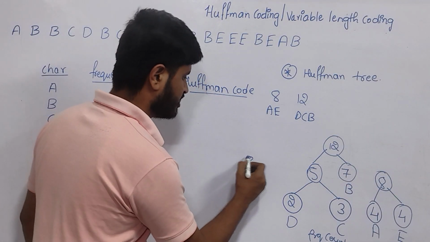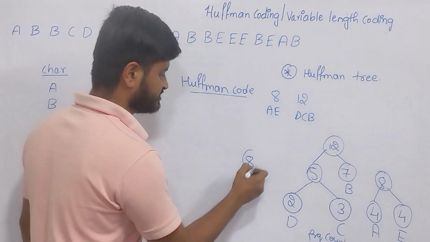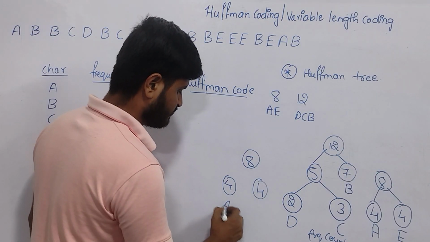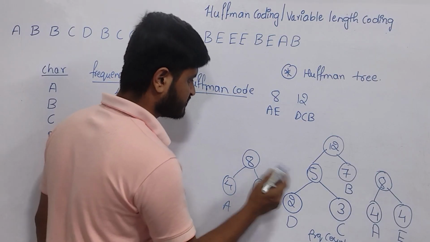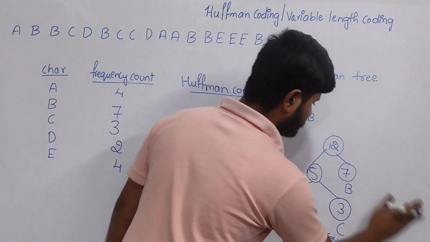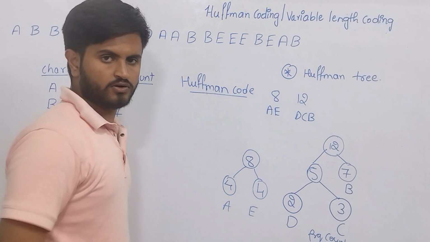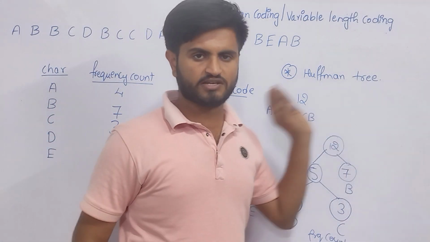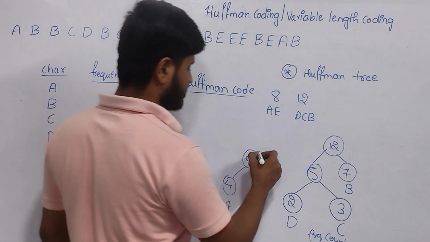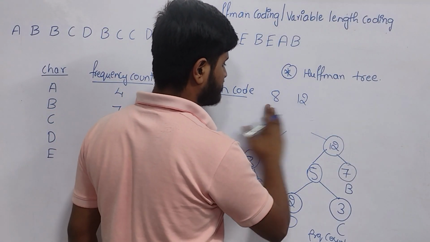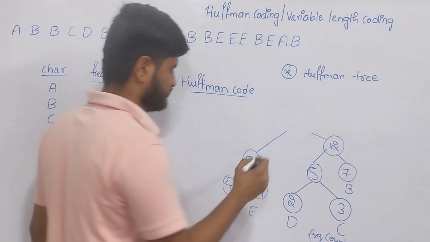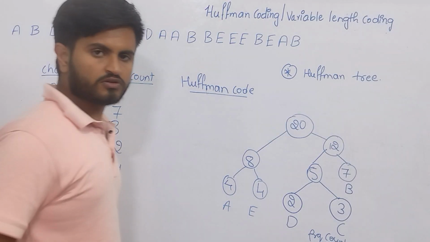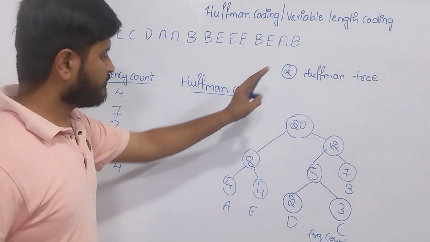So what I will be doing, I will be shifting this tree towards this side. 8 will be here, 4, 4. This is of A, this is of E. Now if you see, the frequency count is increasing in the parent node. So the parent node or the root node, the frequency count must increase. Now I can combine these two values, since I am having only two values. 8 plus 12 will be 20. So now we are completed with the Huffman tree.